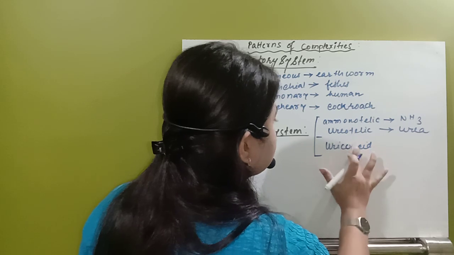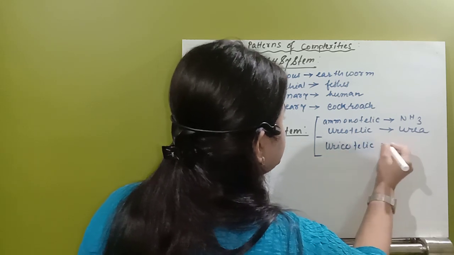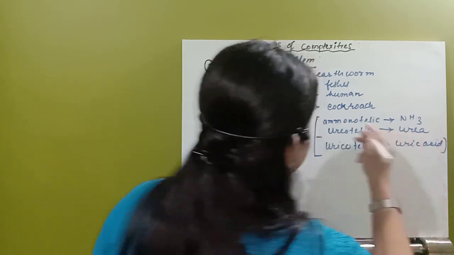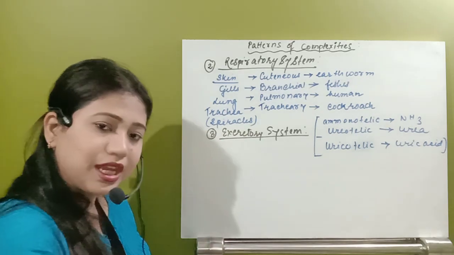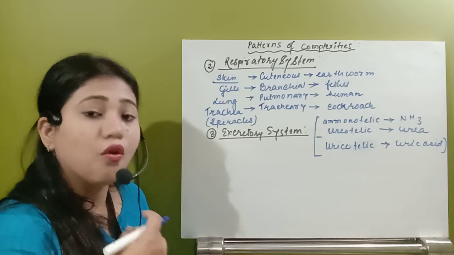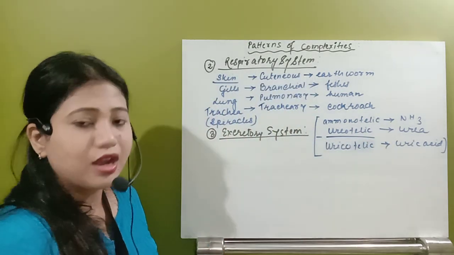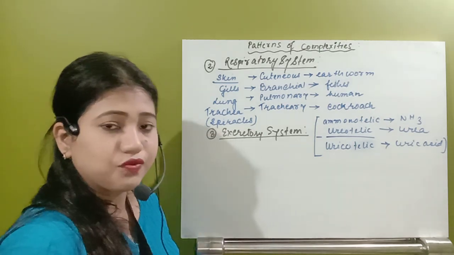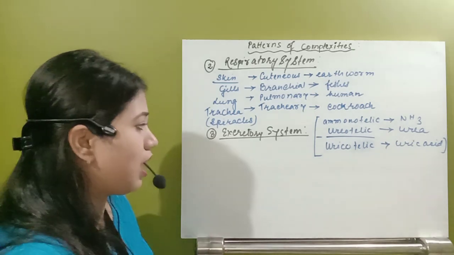So this type of organism is known as uricotelic organism, where the waste product is uric acid. So this way we can see different types of organisms: ammonotelic animals, ureotelic animals, uricotelic animals. We belong to the ureotelic animals, where our waste product is urea. This is also a nitrogenous waste product, but it's different. So it is urea in our case.